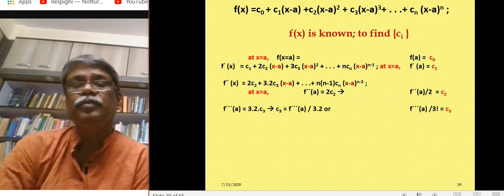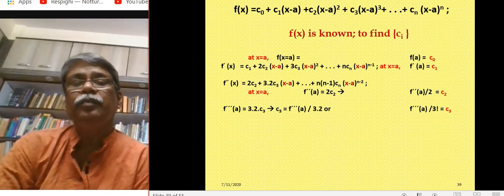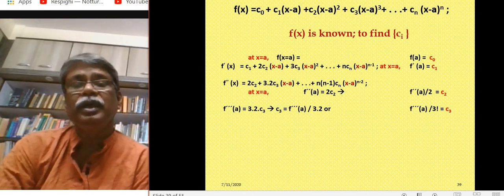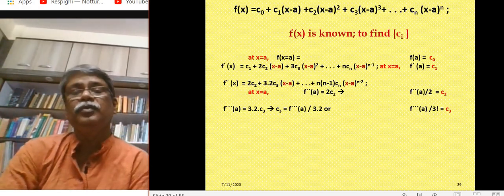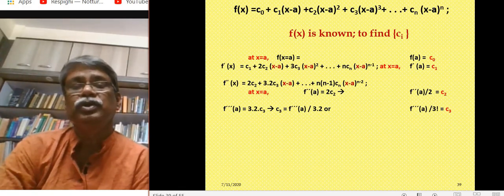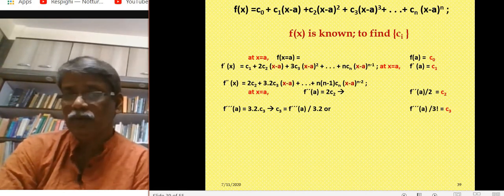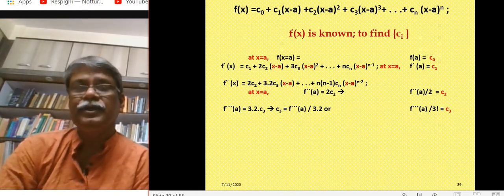So again I will do the same thing, I will take the next derivative. So f triple prime a: the 2c2 part is vanishing, now here comes 3 into 2 into c3, and the next terms will contain (x minus a). So again put x equals a, all the terms will vanish except this 3 into 2 into c3 term, and on your left it is f triple prime a. So c3 is not really 1 by 3 f triple prime a, but 1 by 3 into 2 f triple prime a, and 3 into 2 is nothing but factorial 3. So I get c3 is f triple prime a by factorial 3.